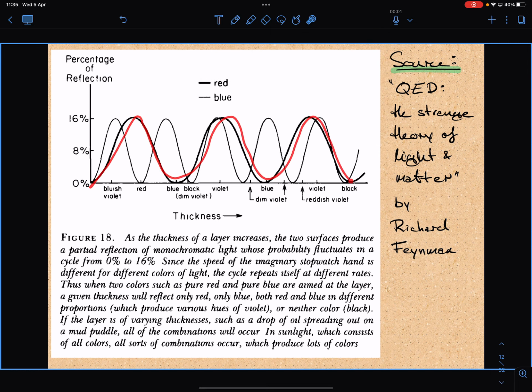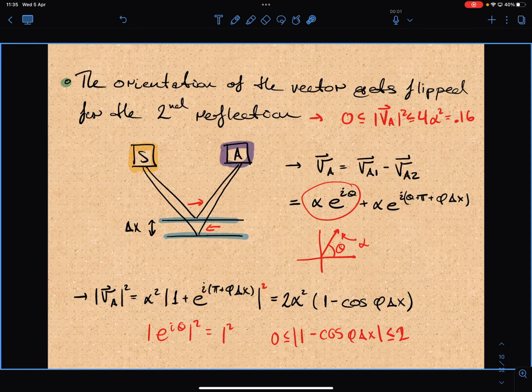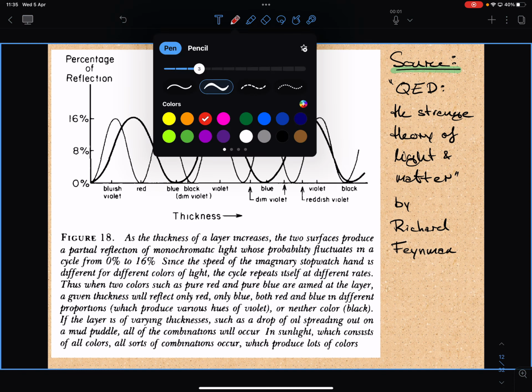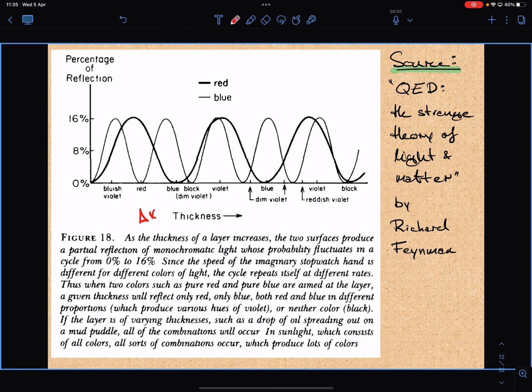It oscillates because, if you recall, it's phi times delta x. So phi is the frequency of your light, and depending on that, that determines the thickness in this 1 minus cosine phi delta x. The thickness here is really delta x. And based on phi, you're going to have these two different waves. This is for red, and this is for blue.